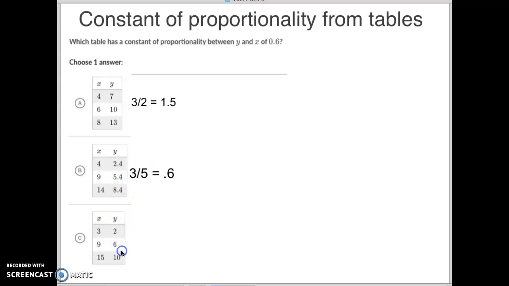Going from 2 to 6 is up 4. Going from 3 to 9 is up 6. So that one is up 4, up 6. Nope, that one doesn't quite match. It's close, but not quite. So it's letter B for this one.